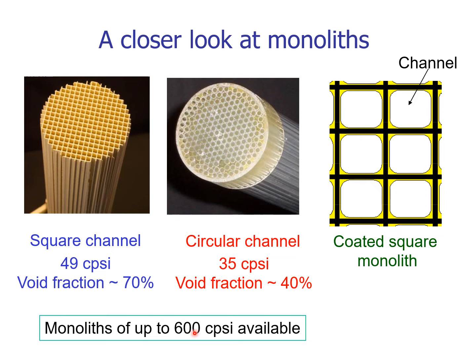Monoliths up to 600 CPSI can be constructed and can be purchased. The inside of a single channel is usually coated with a catalyst that is important for liquid phase reactions.